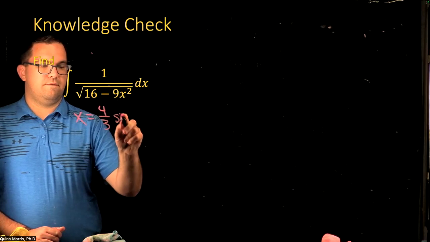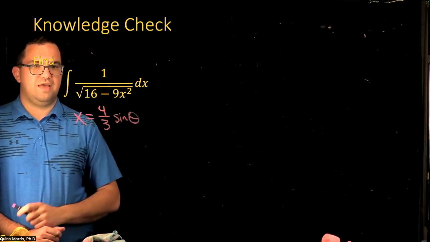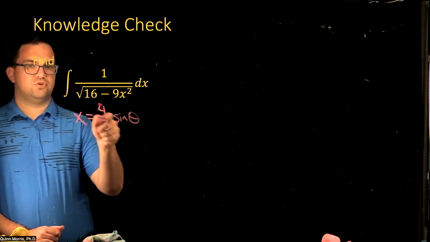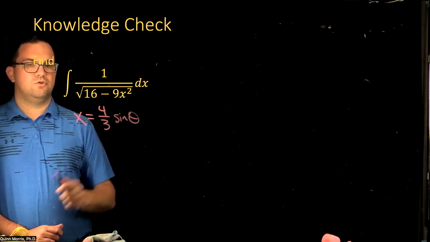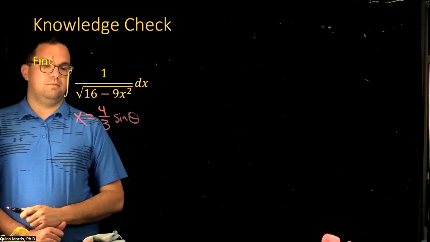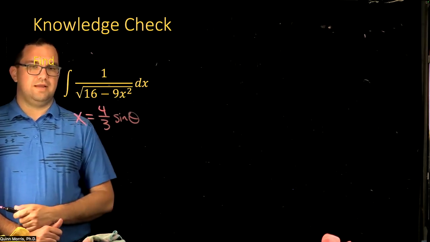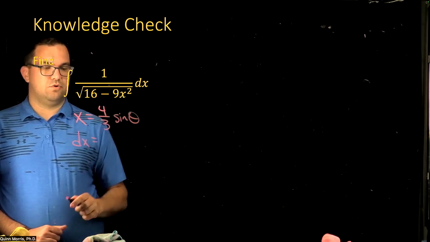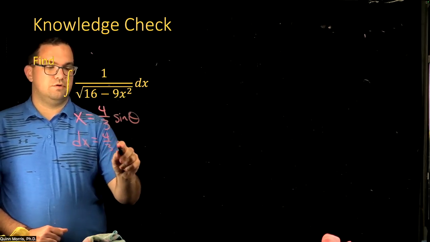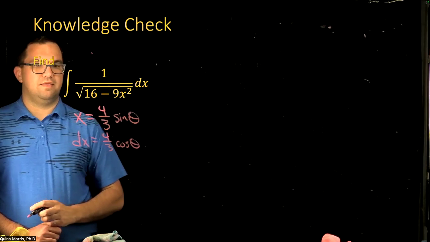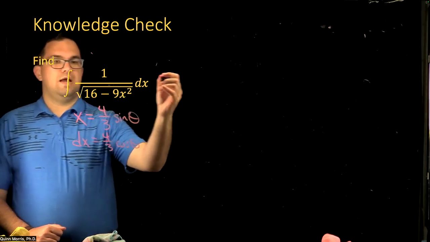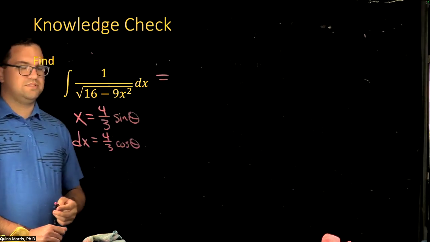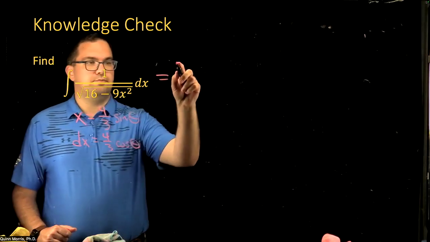4/3 sine of theta. Again, looking at this, 16 is 4 squared, and this 9 is 3 squared. So 4/3 sine of theta. And that's going to mean my dx is going to be 4/3 cosine theta. Okay. And now actually plugging this in, things end up simplifying quite nicely here.